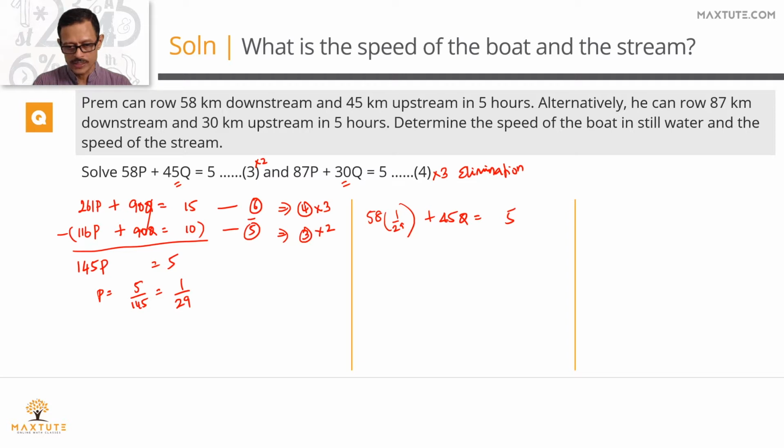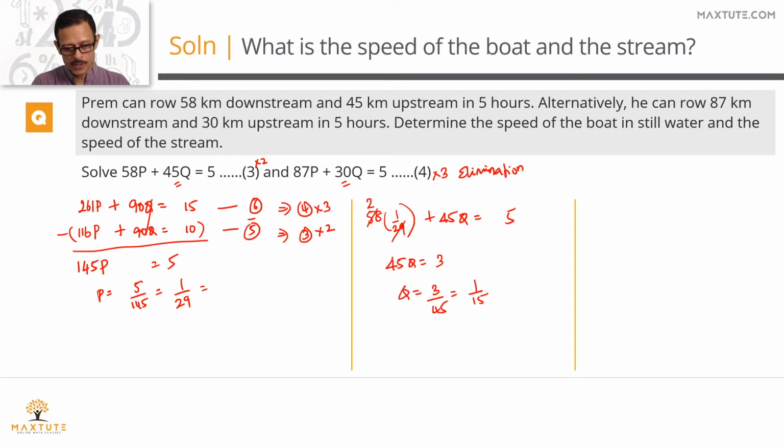This is equal to 5. This is 1 by 29. 29 cancels with 58 to leave us with a 2. Take the 2 to the right hand side. We'll get 45q is equal to 5 minus 2, which is a 3. Or q is equal to 3 upon 45, which is equal to 1 by 15.